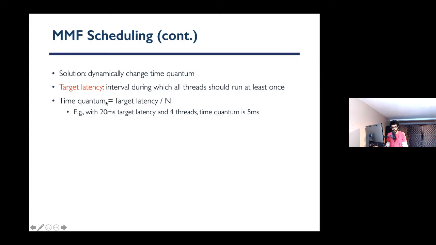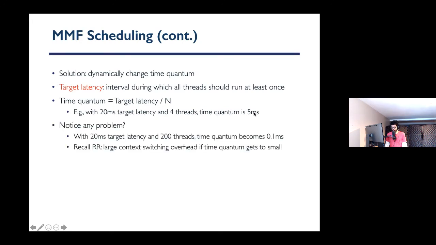So basically, we dynamically set the time quantum to be this target latency divided by the number of tasks in our system. Here is an example: let's say the target latency is 20 milliseconds, and we have 4 threads in the ready queue. Then we can set the time quantum length to be 5 milliseconds.